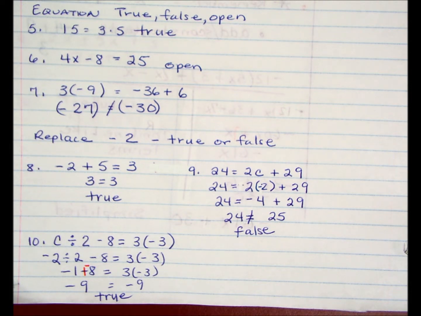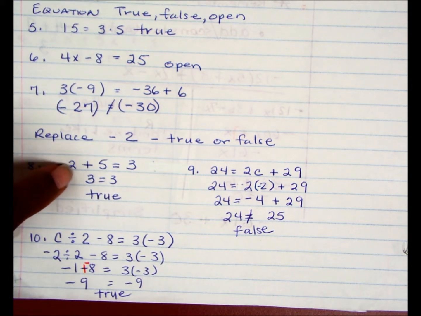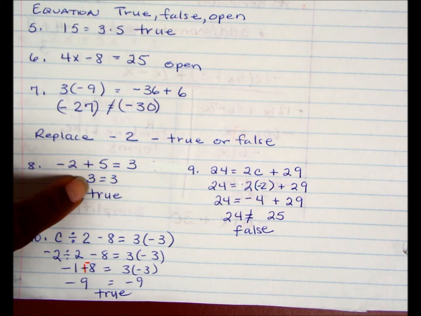In 8, 9, and 10, they ask you to replace c with negative 2 and then determine whether the equation is true or false. Now, what I want you to notice is what I want your work to look like. I want you to do what I call the reverse pyramid, or replacement math, so you will be able to see every step of the way what I did to get my answer. So negative 2 plus 5 equals 3, so 3 equals 3, and it's true.